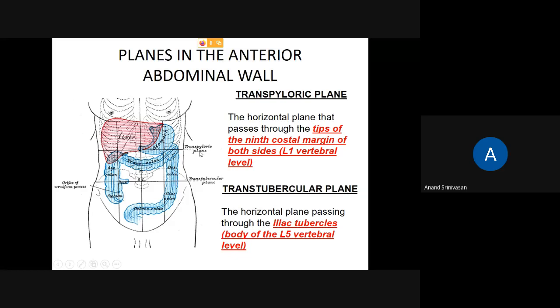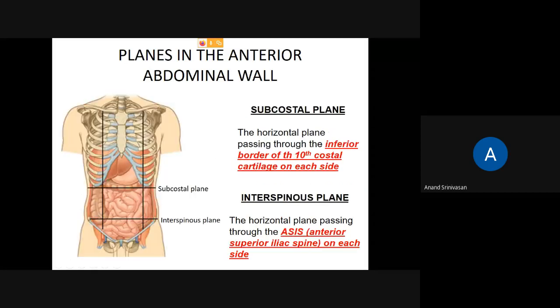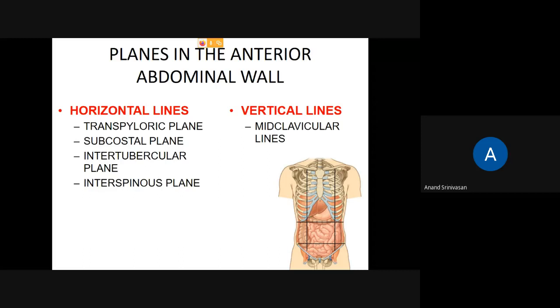Another way to mark the transpyloric plane would be to take the jugular notch on the top of the sternum and the pubic symphysis. Take the midpoint between them and draw a straight line. That would be the transpyloric plane. So these are the two horizontal planes we are taking: the transpyloric plane and the intertubercular plane.